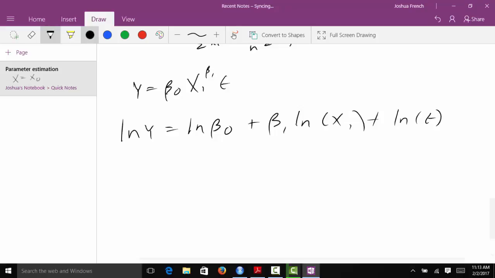And even though this looks a little different, this is just some response. This is just some intercept. This is our normal beta 1. This is our regressor. And then this is our error term. And so even though it looks a little different than what we had before, we were able to linearize this nonlinear model so that we could represent it as a linear model on the transform scale.